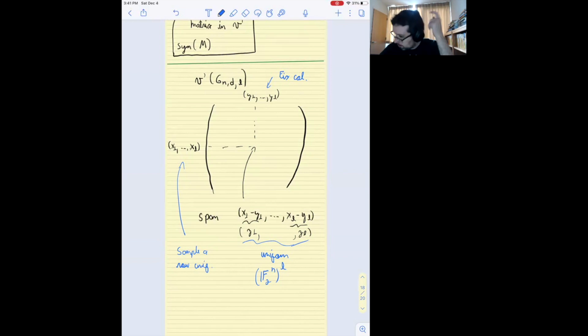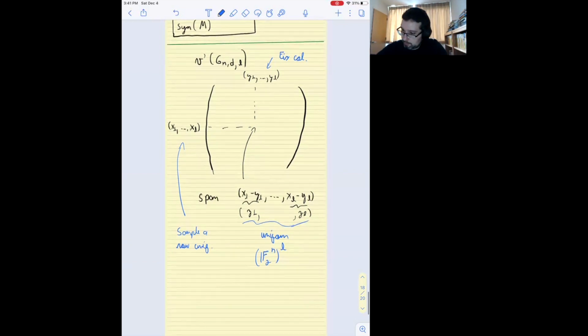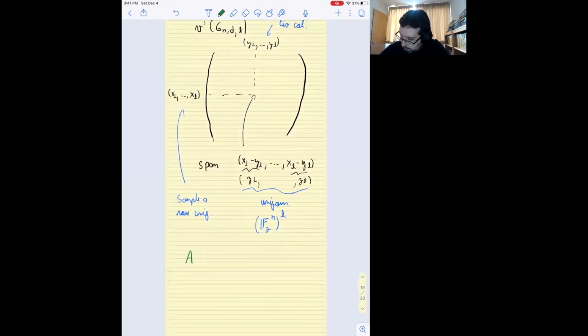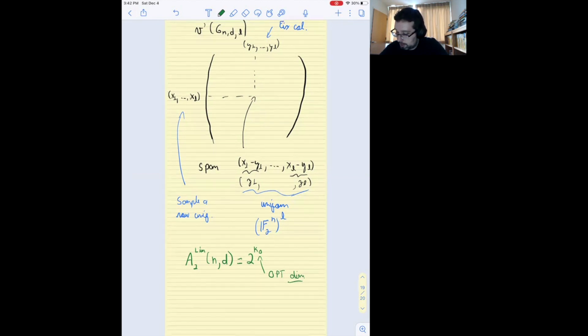And what is interesting here? Suppose that you are interested in understanding this quantity here. Suppose that you're in the linear case, A2 lin of n, d. So it's the maximum size of a binary linear code, and let's say that this is 2 to the k0. So k0 is the optimal dimension. And for the sake of intuition, let's say that k0 is bounded away from n.